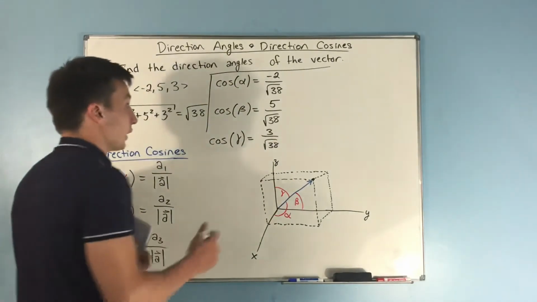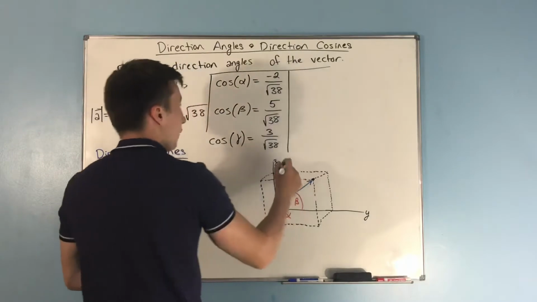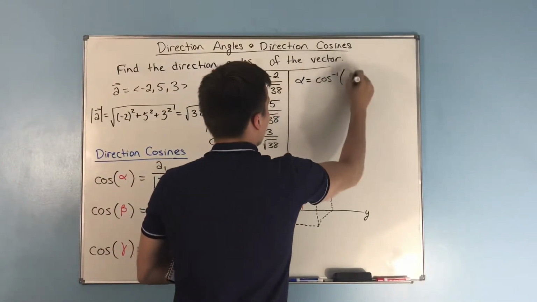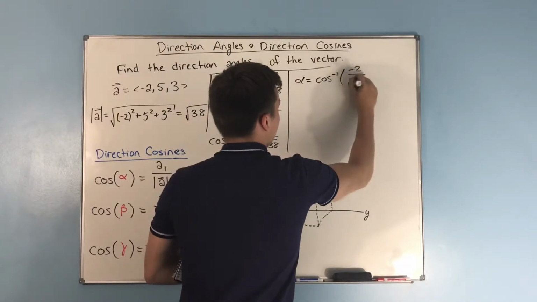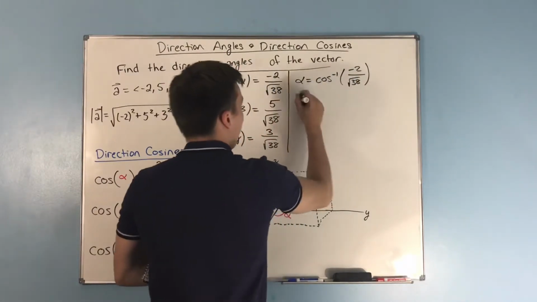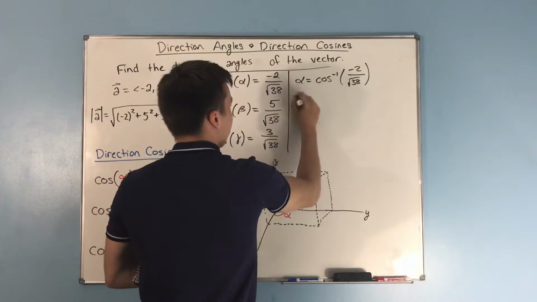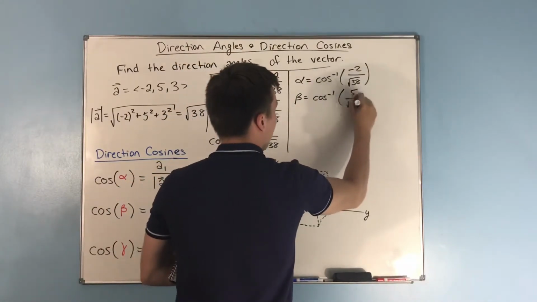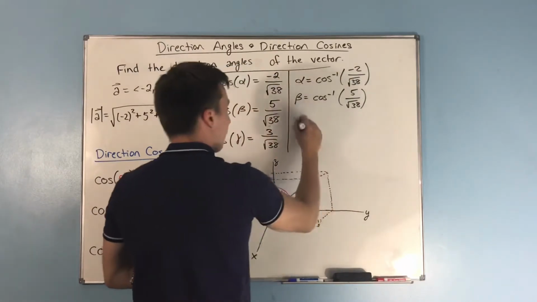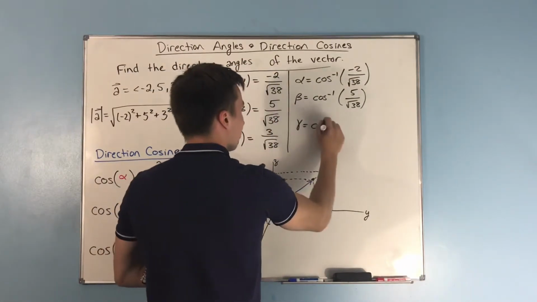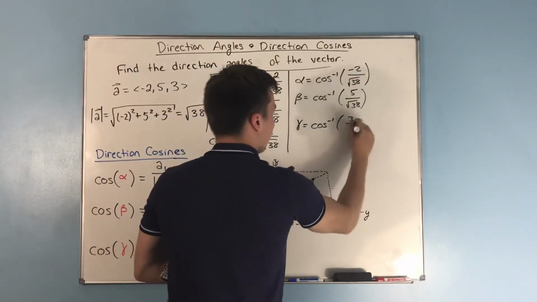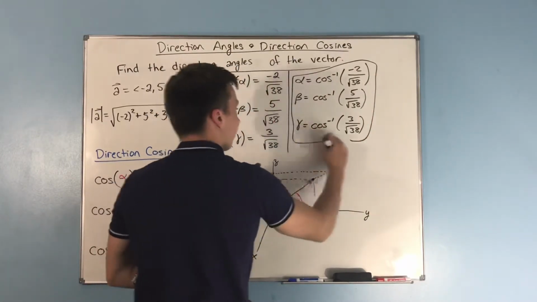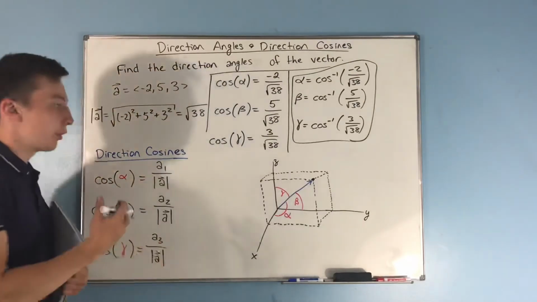So now, just solving for the angle here, we have that alpha is equal to the inverse cosine of -2 over root 38. We have that beta is equal to the inverse cosine of 5 over root 38. And we have that gamma is equal to the inverse cosine of 3 over root 38. And there you go. Those are your direction angles.